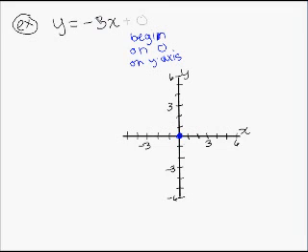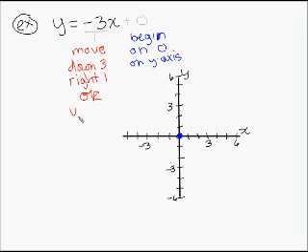Then we're going to move -3. Now, isn't slope supposed to have a rise and a run? It does. It's -3, and then anytime you have a whole number, really that's over 1. So we're going to have a slope of -3 over 1, which means we're going to move either down 3, right 1, or we could also move up 3, left 1.